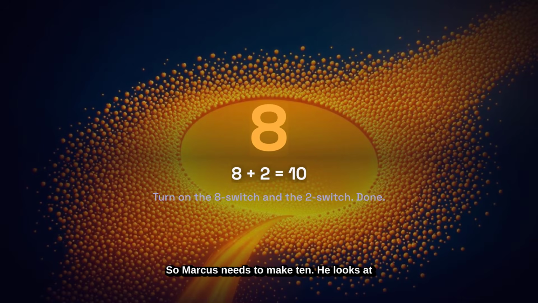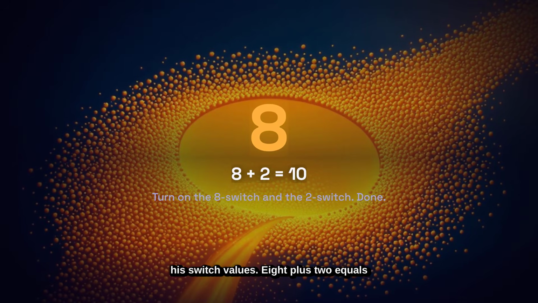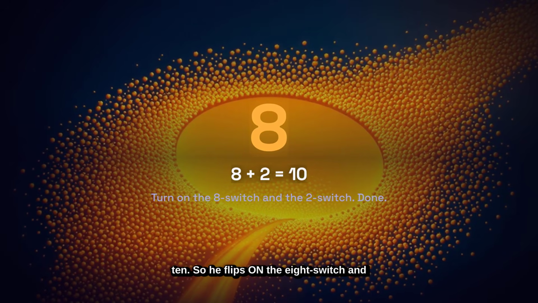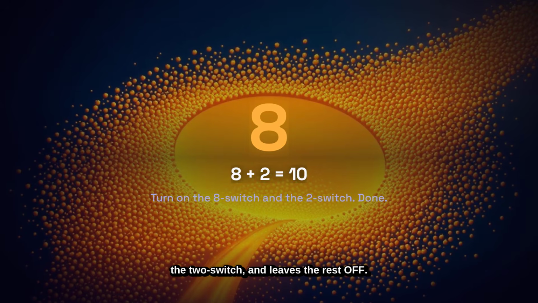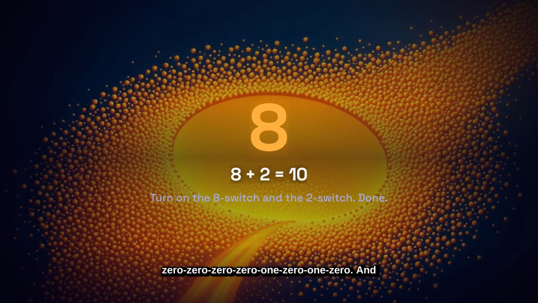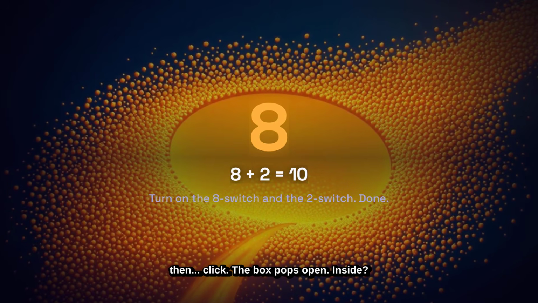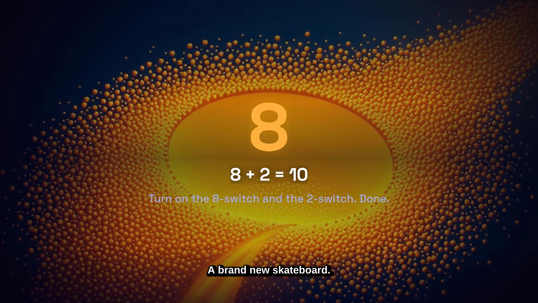So Marcus needs to make 10. He looks at his switch values. 8 plus 2 equals 10. So he flips on the 8 switch and the 2 switch and leaves the rest off. That gives him 00001010. And then, click, the box pops open. Inside, a brand new skateboard.